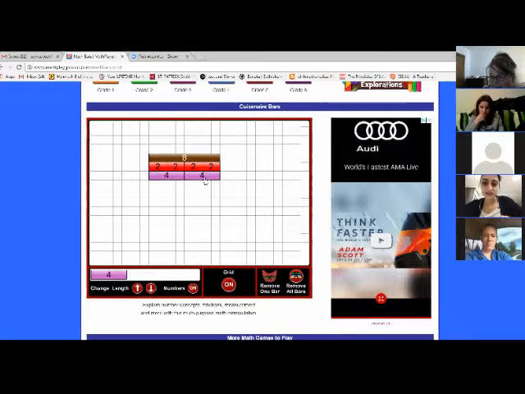Okay. Does that make sense for real, or are you saying okay just because? It makes sense when I'm looking at the blocks. Yeah, it does make sense. Thanks.